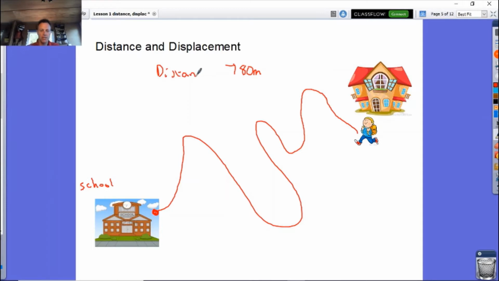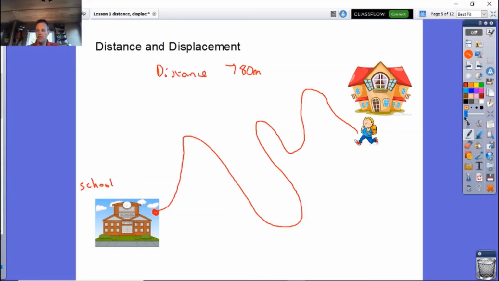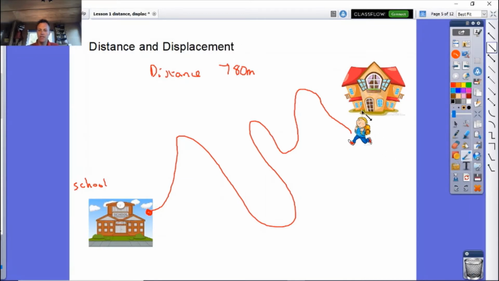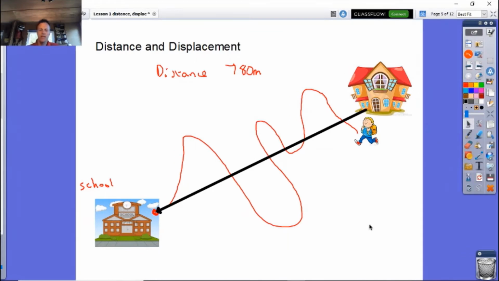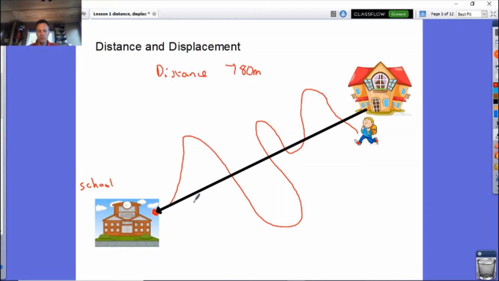But when I bring displacement in, I'm going to try a different colour pen and see if it works. Displacement is different because displacement is a vector and it goes in here. So when I do the displacement, which is going to be here, that could be, for example, only 550 metres. And this is the difference between distance and displacement.